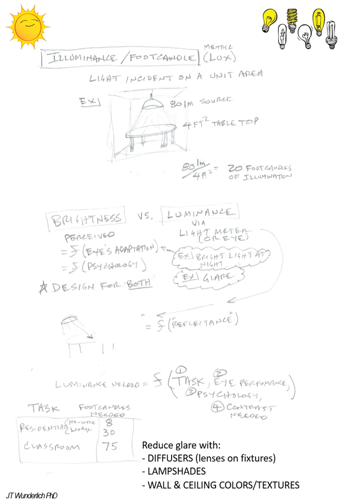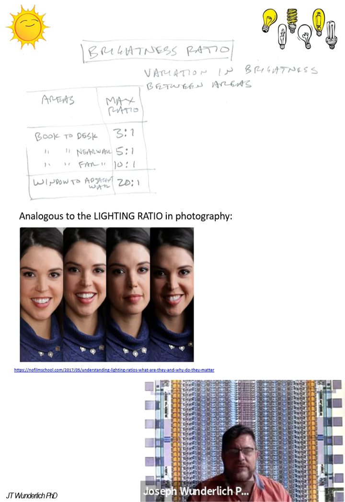And luminance needed is a function of task, eye performance, psychology, contrast needed. And then you have very specific task foot candles needed. And to reduce glare, you want to use diffusers, lenses on the fixtures, lampshades, walls, and ceiling, colors and textures. There's also a brightness ratio you should be concerned with, and that's the contrast between adjacent spaces.